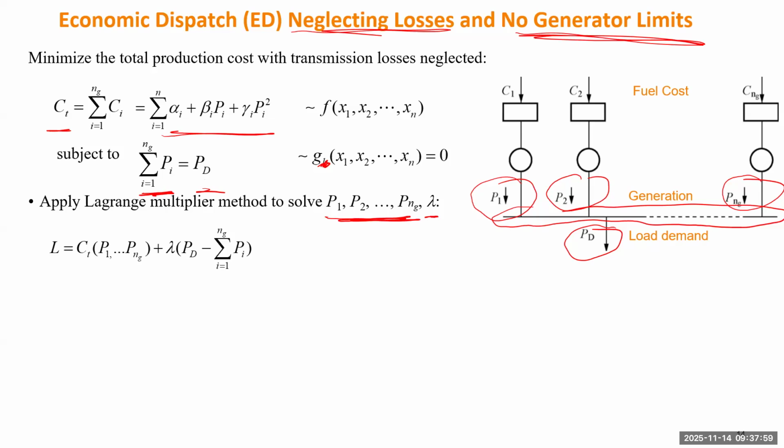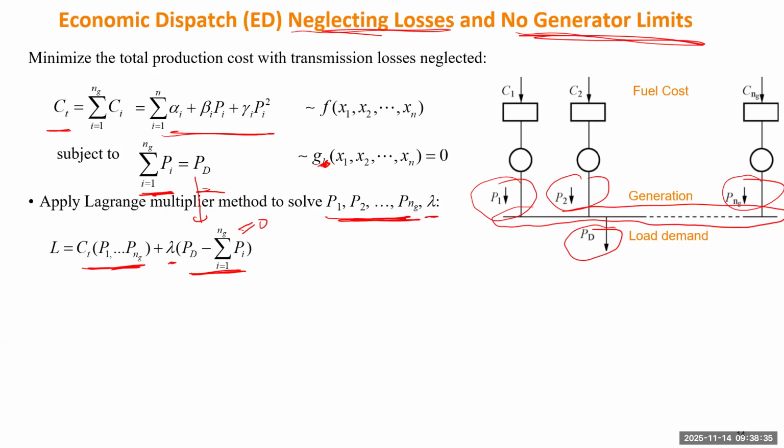So the L function will have two items. The first item will be the total cost, basically just the summation of all the quadratic cost functions. The second, you see this one is just from the equality constraint, right? So this one is supposed to be 0 and multiplied by the penalty. So if this equation can hold, the lambda will be 0. You don't need to pay any penalty. If this equation does not hold, lambda will be non-zero. You need to pay some penalty.